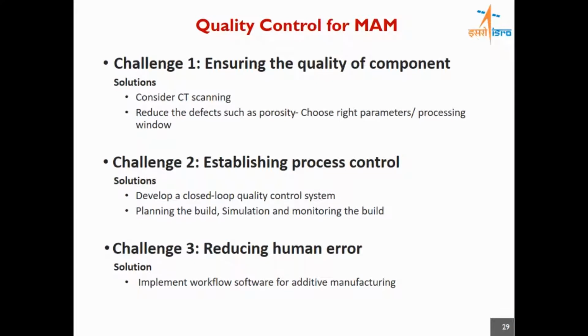We have to have a closed loop quality control system during printing itself to monitor whether any defects are occurring during the building, so that those can be healed in process itself. And also, of course, we know that wherever this human intervention is there, there is a possibility of human error. So you have to implement workflow software for all these additive manufacturing techniques.